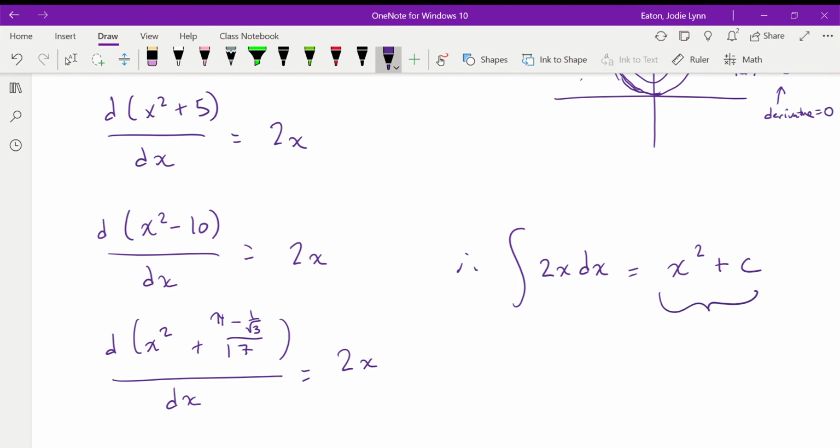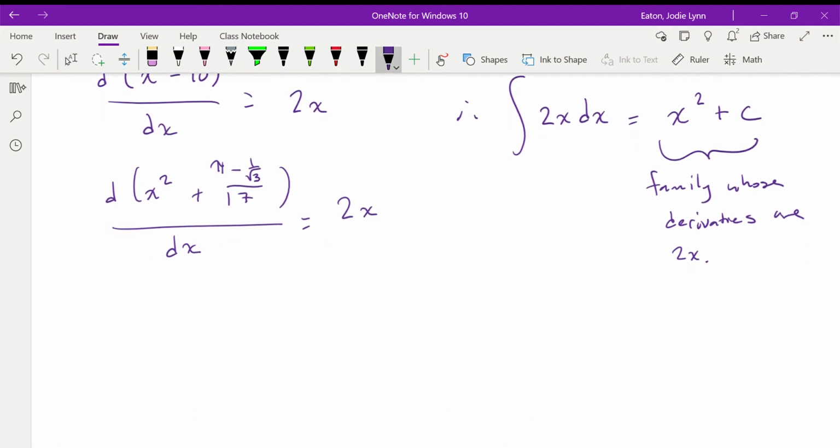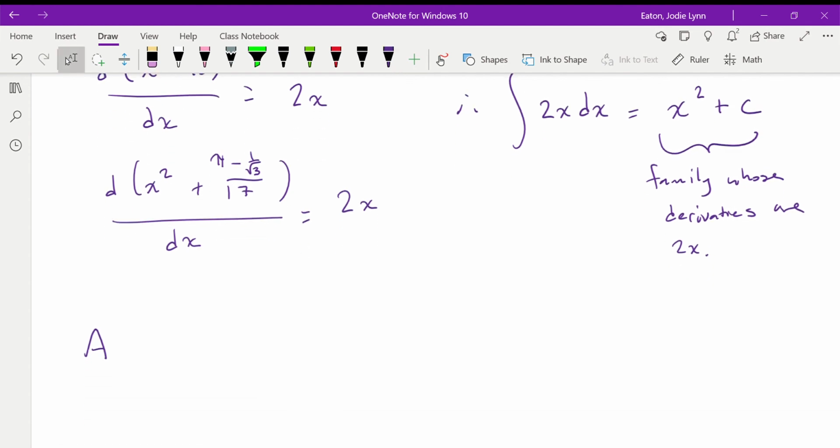So this is what we call a family whose derivatives are 2x. And unless we know something about the starting point of the original function, we actually can't get that information. We don't know which one it's going to be. And so what we're doing is we are right here. You notice I didn't put from a to b or from any point to any point here. I just had an integral sign. We don't have any limits of integration.